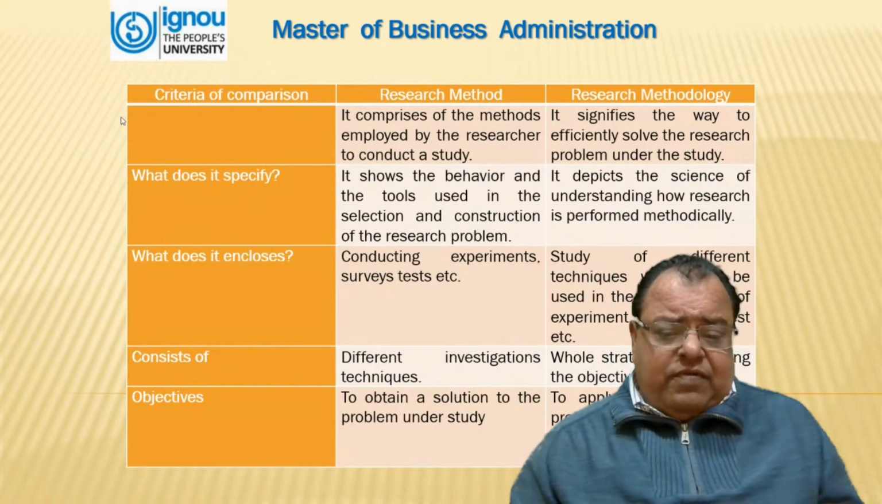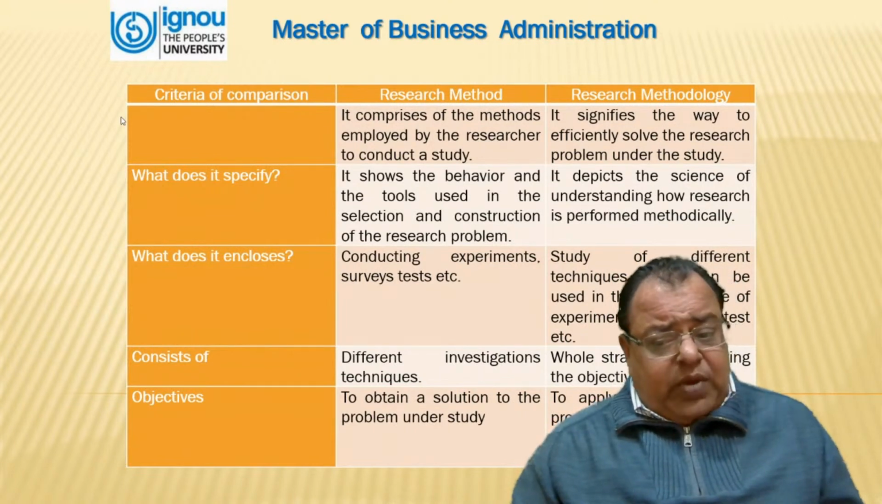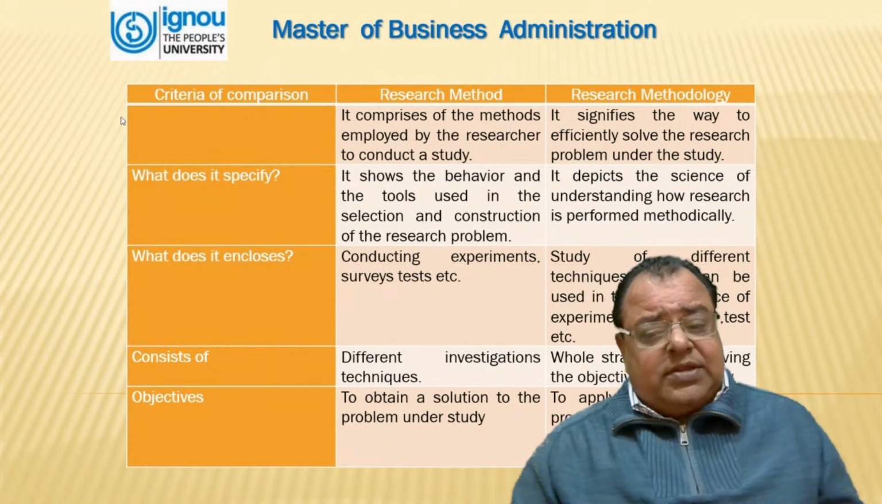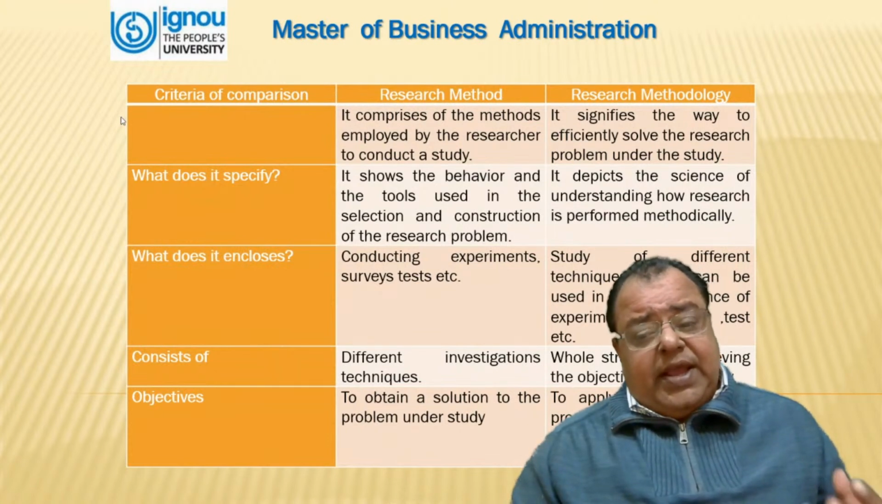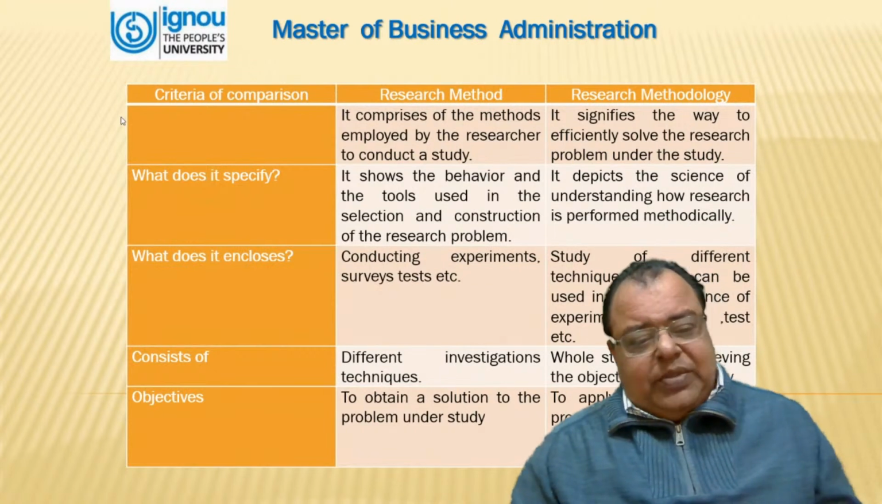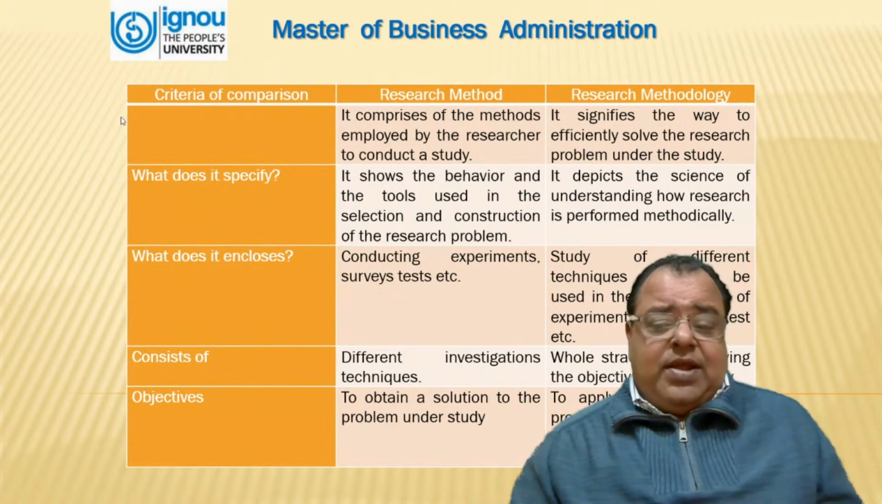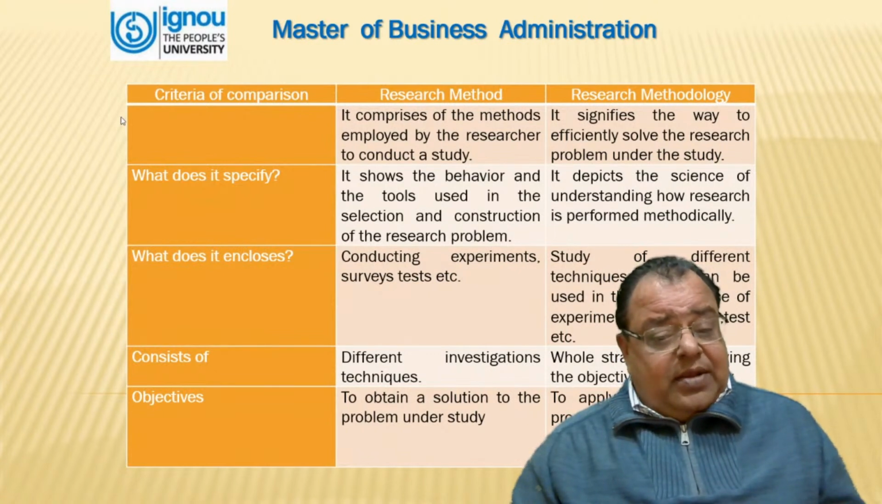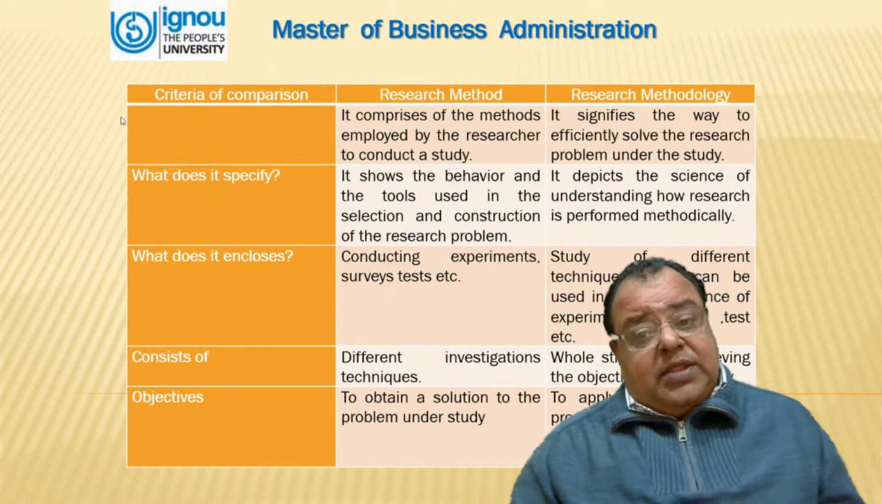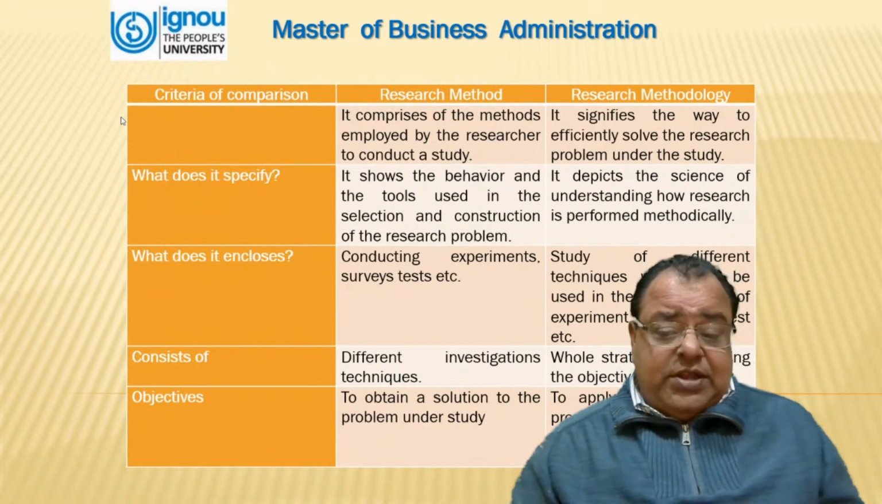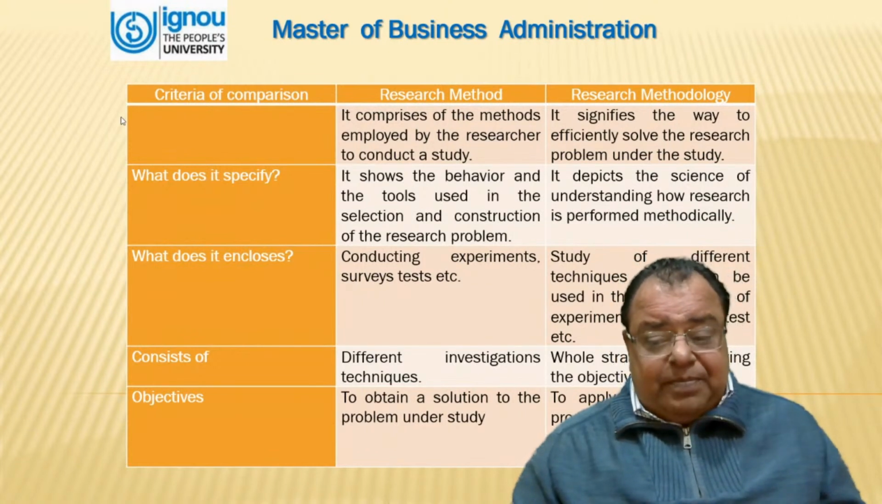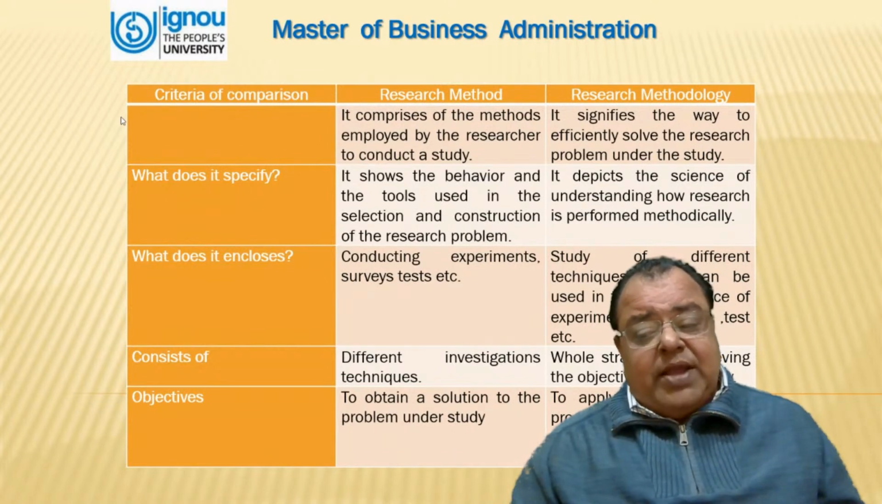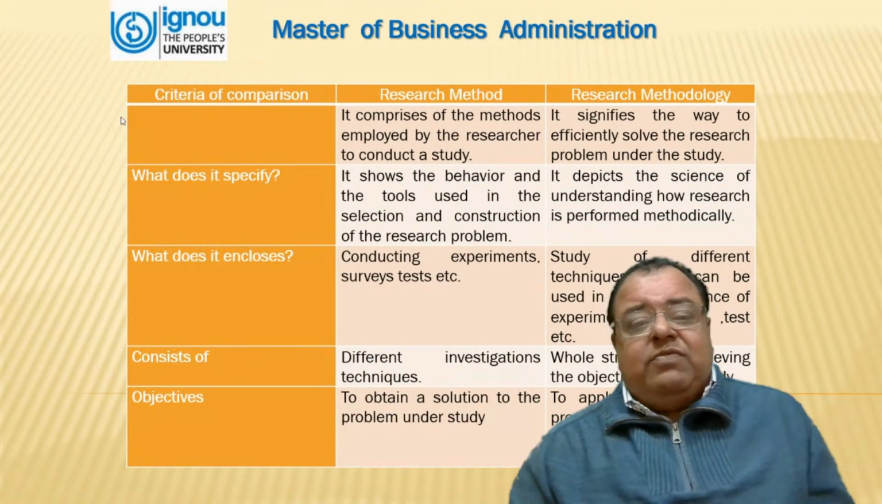Research method consists of different investigations and techniques, whereas research methodology consists of the whole strategy in achieving the objectives of the study. As far as the objectives are concerned, the basic objective of methods is to obtain a solution to the problem under study, whereas the basic objective of research methodology is to apply the correct method procedure so as to determine the solution of the problem. The difference between research method and methodology is very much clear now.